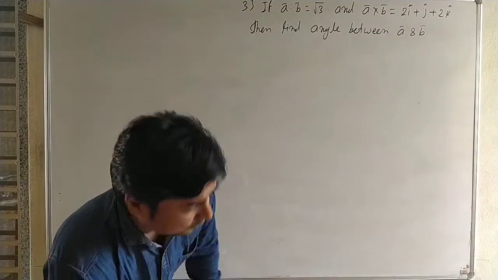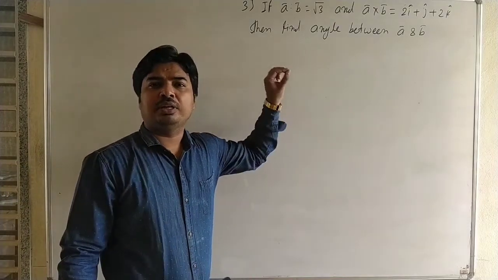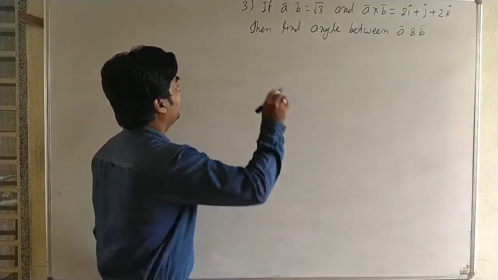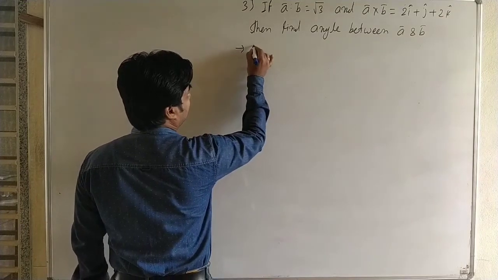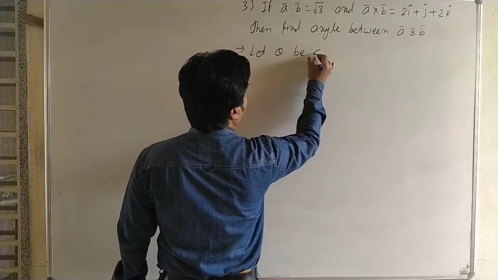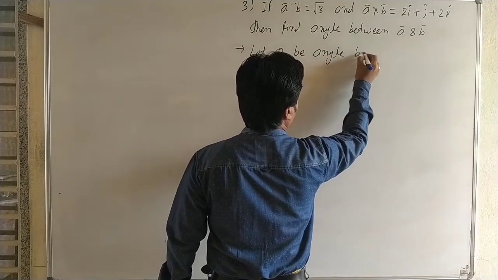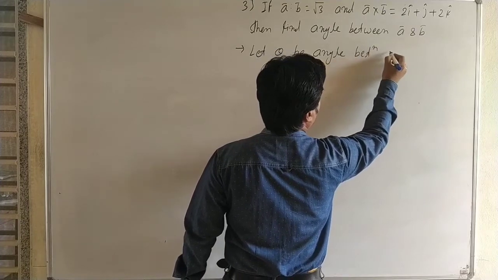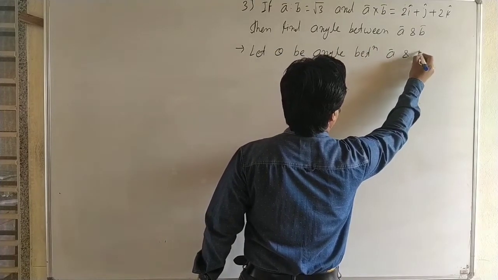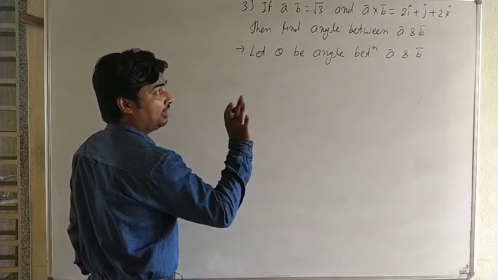Now here, given the dot product and cross product of the vectors, we find the angle between them. Here let theta be the angle between a bar and b bar.